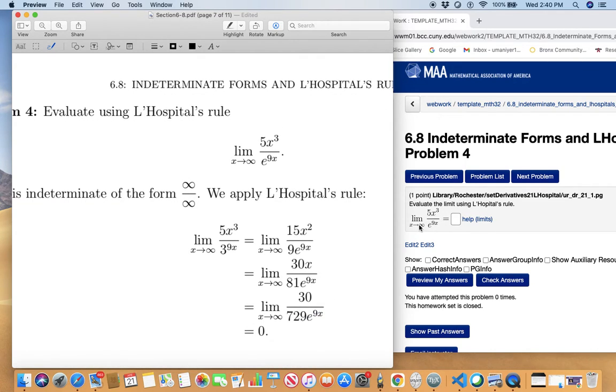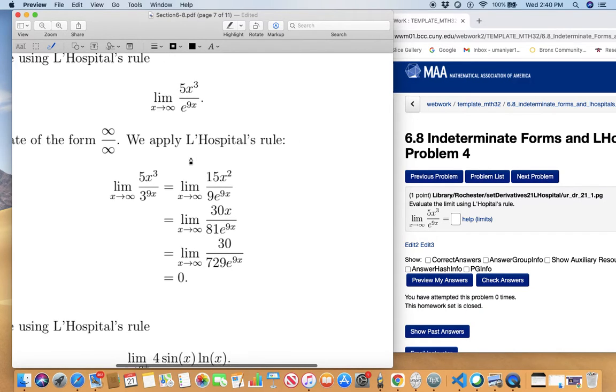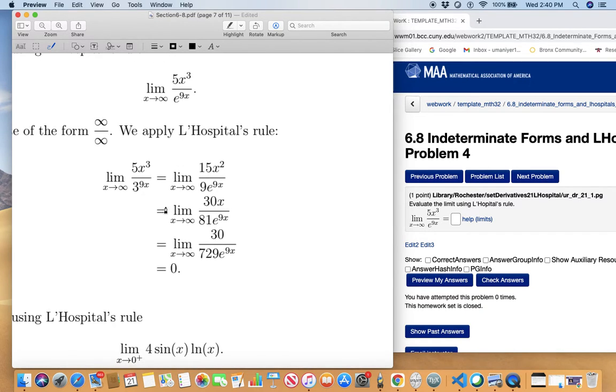L'Hopital's rule. Limit as x approaches infinity of 5x cubed over e raised to 9x. When x approaches infinity, this is an indeterminate form of infinity over infinity type. So apply L'Hopital's rule. What happens to the numerator? You take the derivative, 15x squared. Oh, I'm sorry. So this is e to the 9x, not 3.